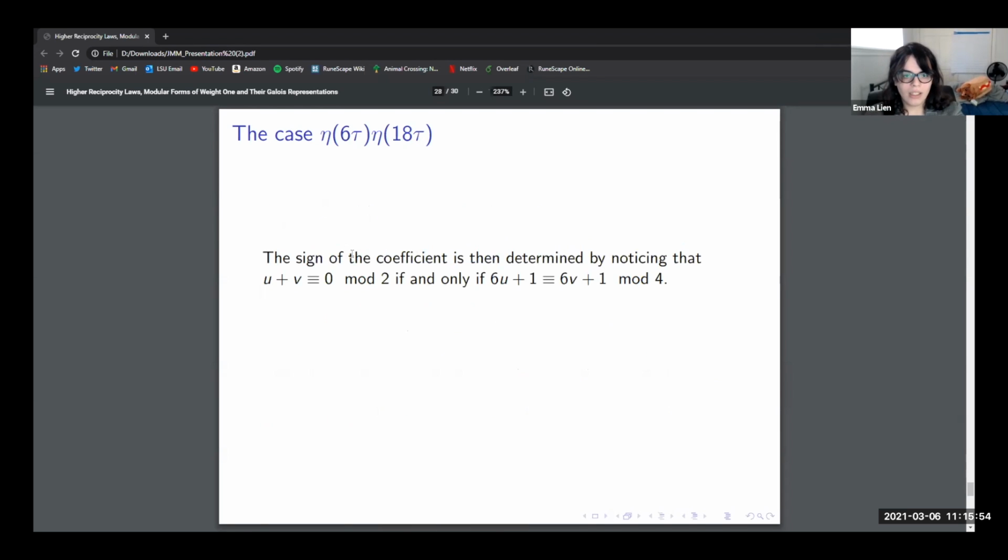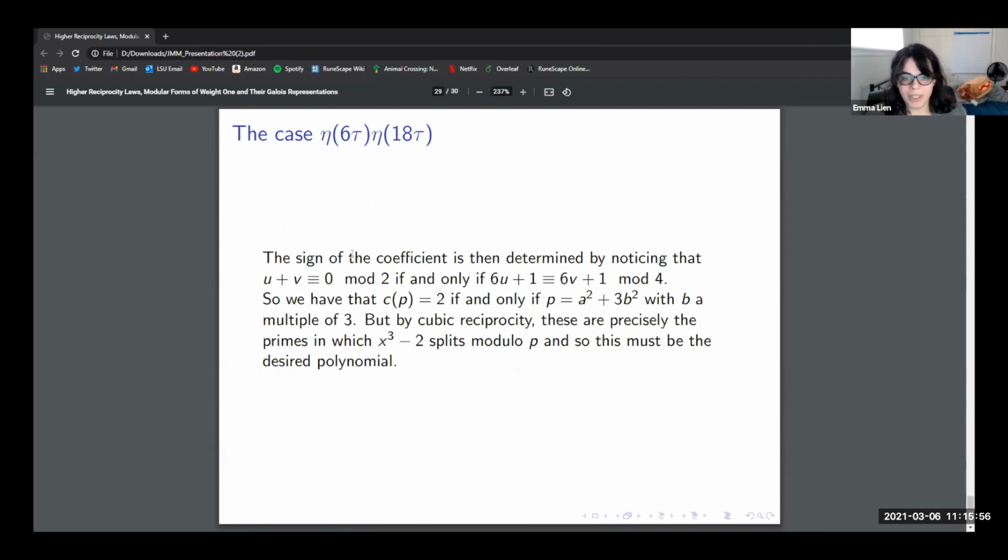So c of p, the pth coefficient, is 2 if and only if p is equal to a squared plus 3b squared, with b a multiple of 3, which you can also represent as p being equal to a squared plus 27b squared. But if you know a little cubic reciprocity, this is precisely the primes in which x cubed minus 2 splits mod p. So this has to be the desired polynomial.